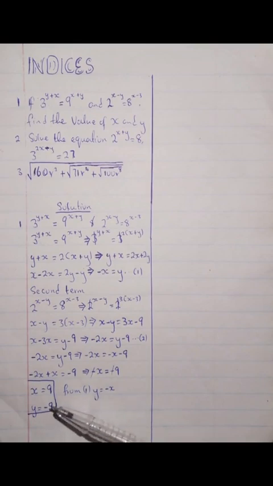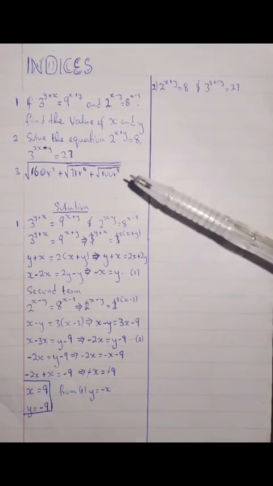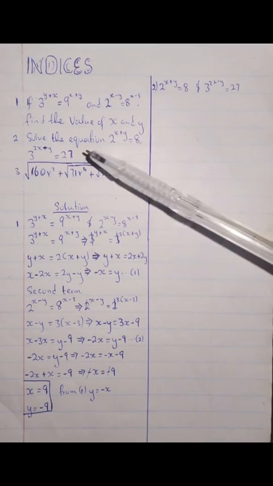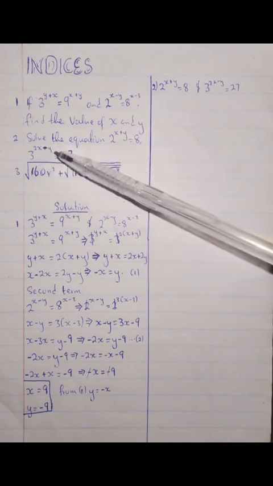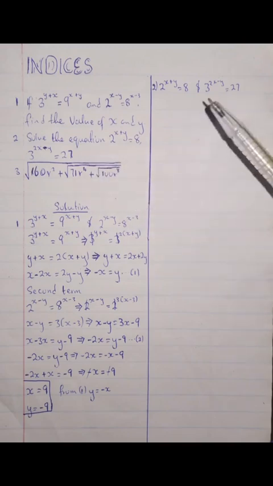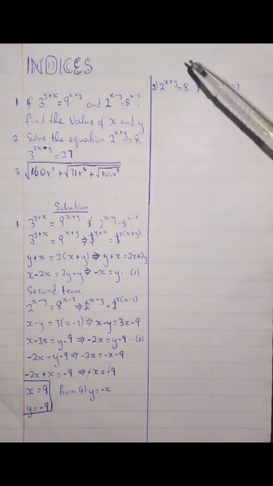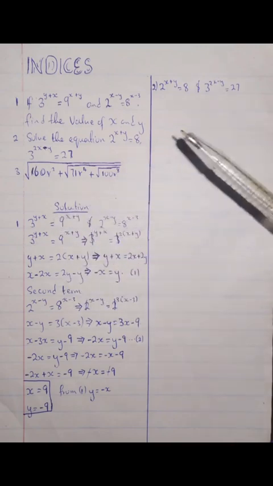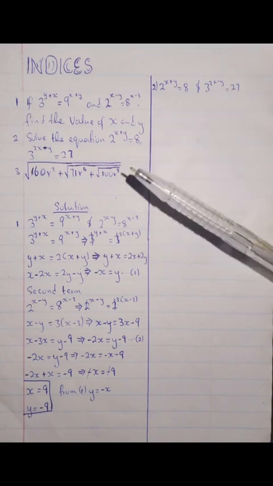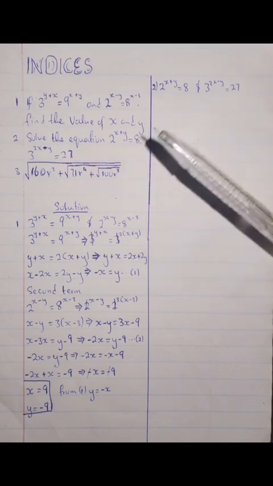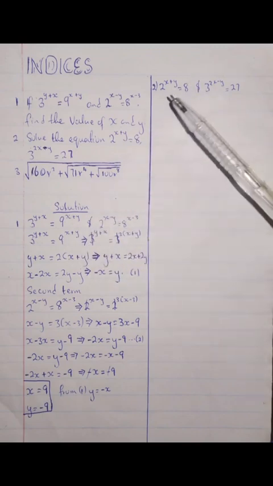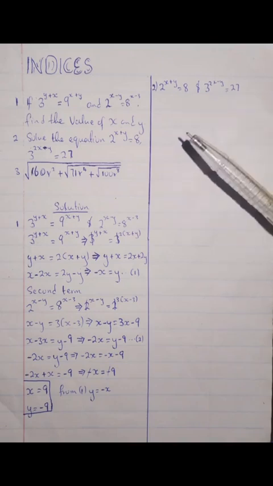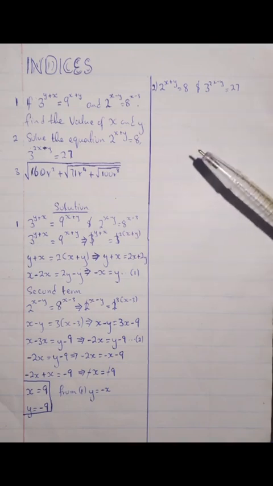Let's look at question 2. Question 2 says solve the equation 2 raised to the power of x plus y equals 8, 3 raised to the power of 2x minus y equals 27. So what they are also trying to tell us is to find the value of x and y. Same thing we did here. I would have said let me leave this one for you guys to do, but let's just solve it together. So like we did here, we'll solve for the first term, solve for the second term, and then we know what next to do.